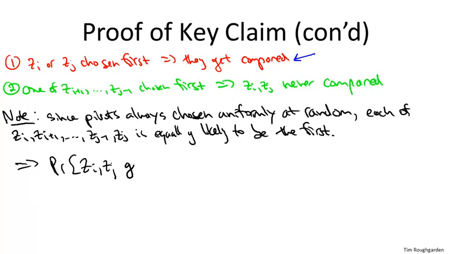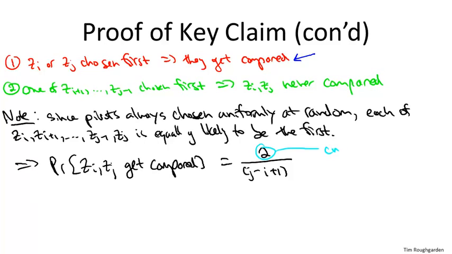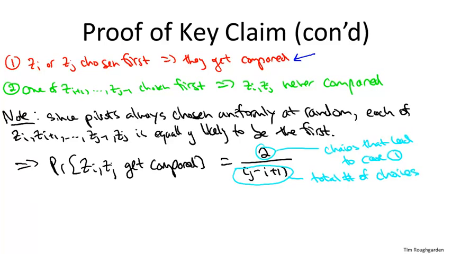we have that the probability that z_i and z_j get compared is exactly the number of pivot choices that lead to a comparison divided by the number of pivot choices overall. And that is exactly the key claim. That is exactly what we asserted was the probability that a given z_i and z_j get compared, no matter what i and j are.